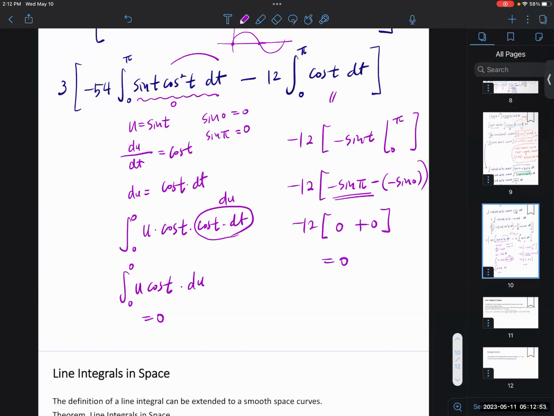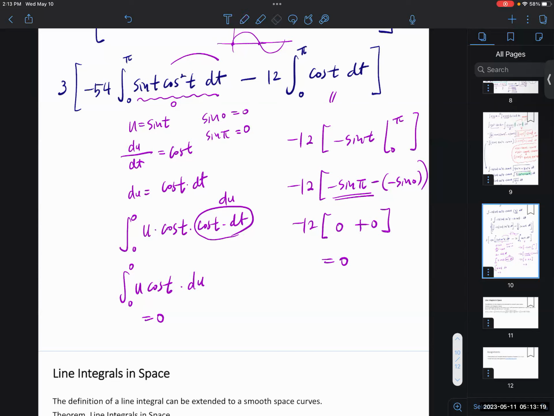Can you repeat one more time? The first one is not equal to 0. The first one in my calculator equals negative 36. The second one is 0. Oh, how did you get 36 here? Where's my mistake? Make cosine t as u. Oh, so you said that cosine t is u.